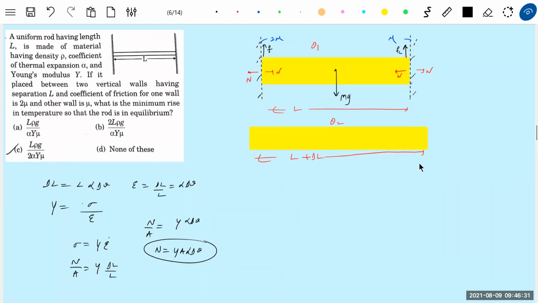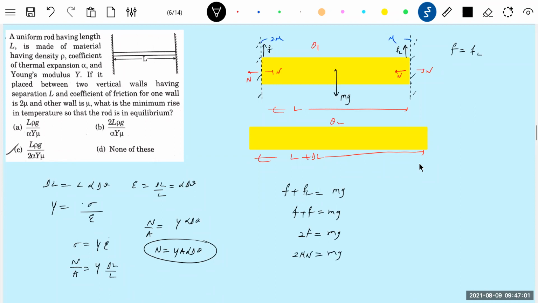Will they be equal? Yes, it should be. The same friction should act here for equilibrium. So this F should be equal to FL in fact. So this will be limiting, that will be static. Therefore F plus FL equal to mg, or F plus F equal to mg, 2F equal to mg. What is FL? This will be mu N. What is N? We have a formula, 2 mu Y A alpha delta theta equals mg.